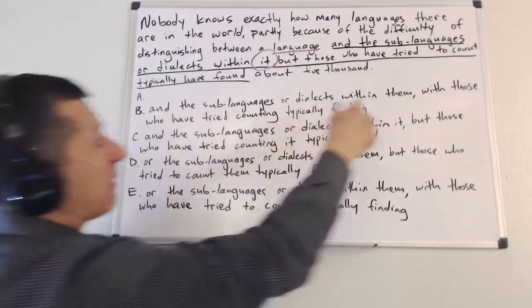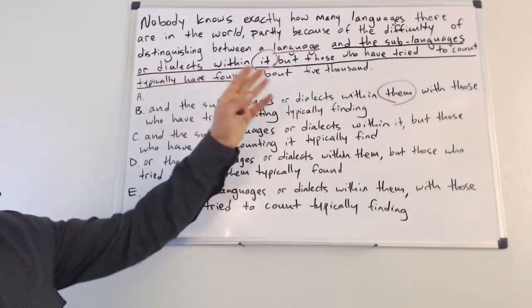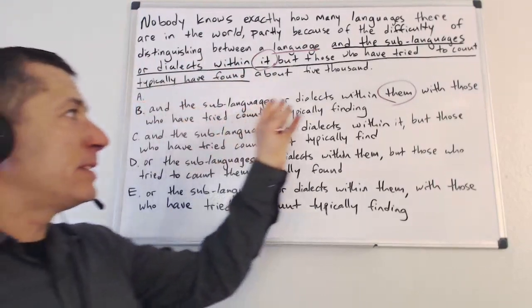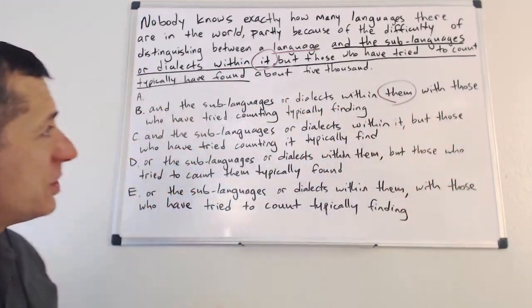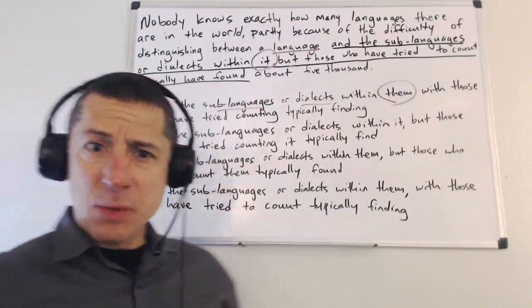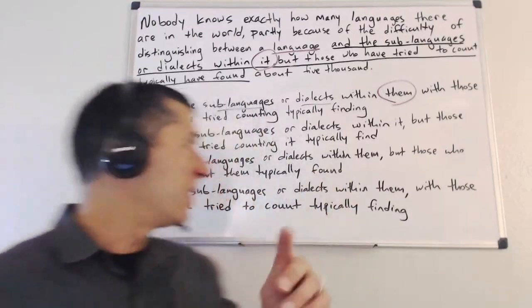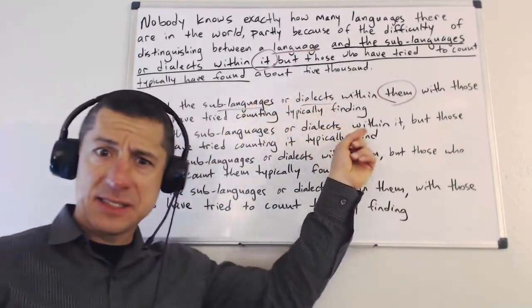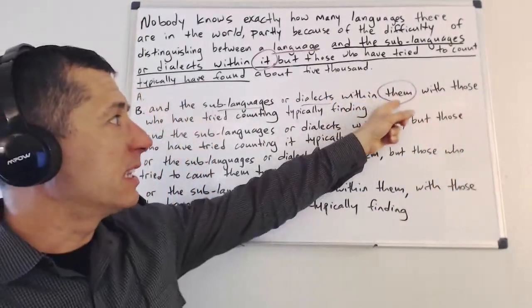What about B? Now we've got a "them" instead. So the difficulty of distinguishing between a language and the sublanguages or dialects within them. Well, what could the "them" refer to? Could be dialects or sublanguages. Neither of those make sense, right? We're not saying that we're trying to distinguish between a language and the dialects or sublanguages within the sublanguages and dialects. So the dialects don't have more dialects within them. It's dialects within the language.